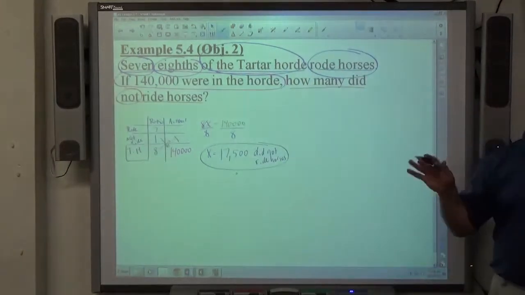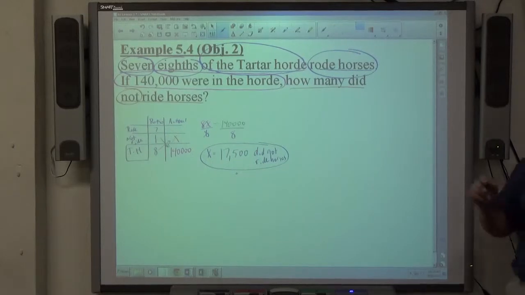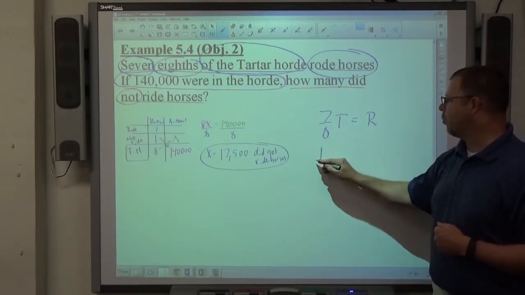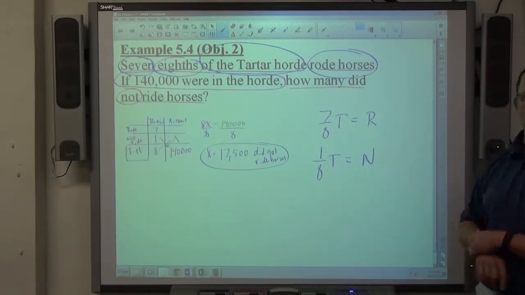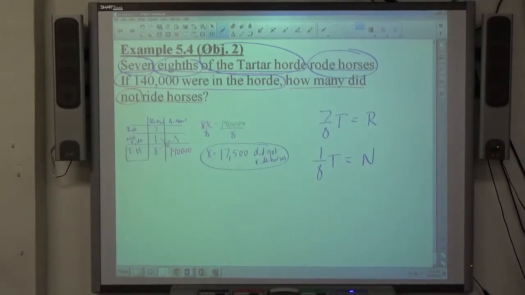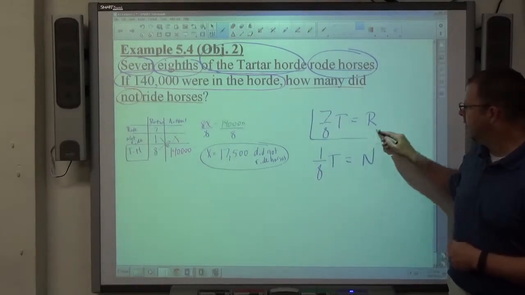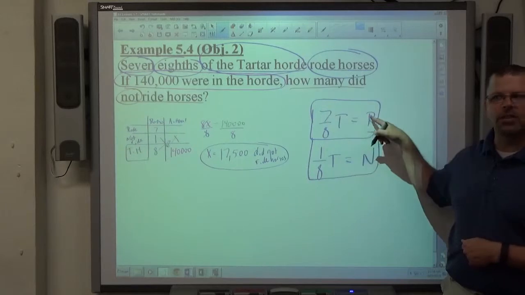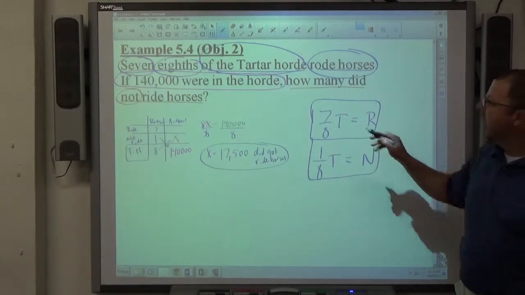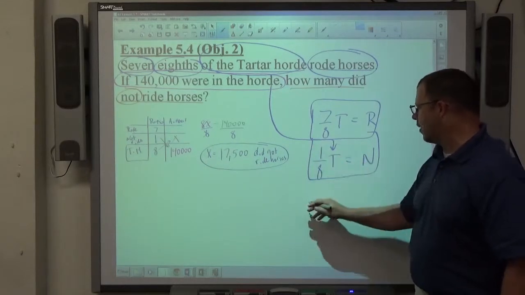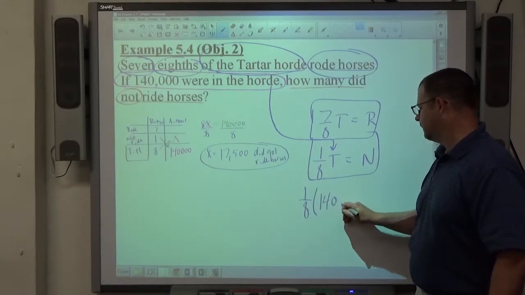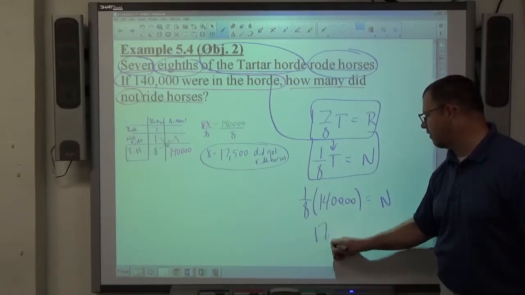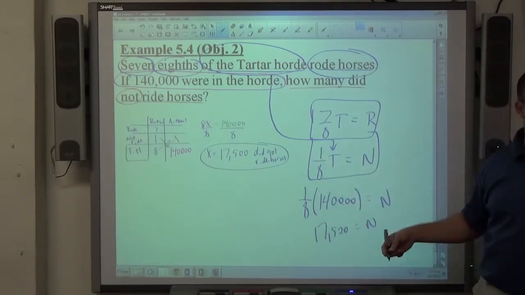All right, now real quick, same problem using the other technique, okay? So 7/8 of the Tartar horde rode horses, right? That means 1/8 of the Tartar horde did not ride horses. So again, if I'm doing the fraction technique, there's the equation they gave me. Here's the equation I made, which is the not category. 7/8 did ride horses, 1/8 did not ride horses. And it says 140,000 were in the horde, so I'm going to put the 140,000 there. Once again, it's just 140,000 divided by 8, which is 17,500. You get the same answer.